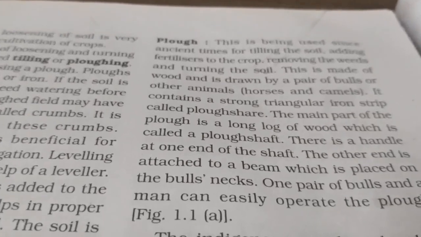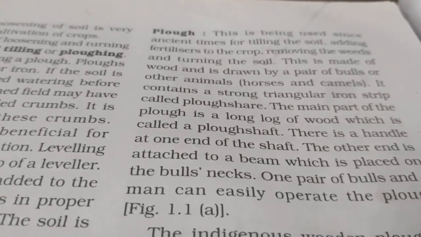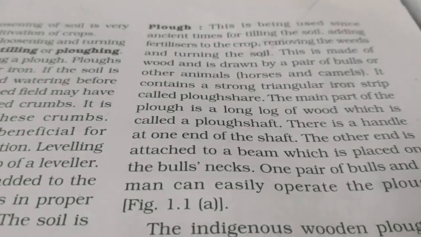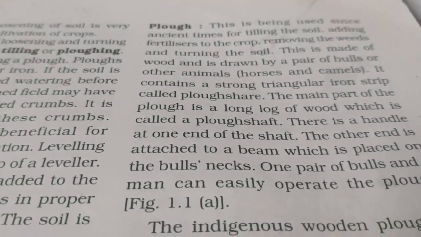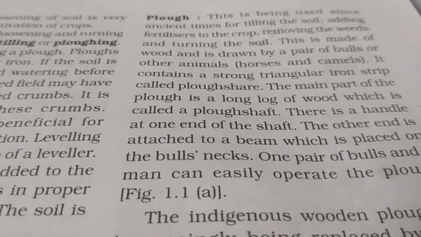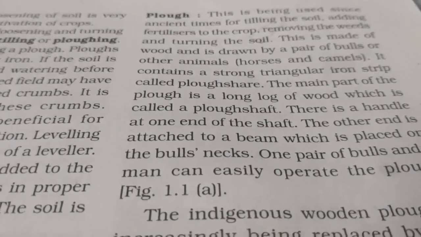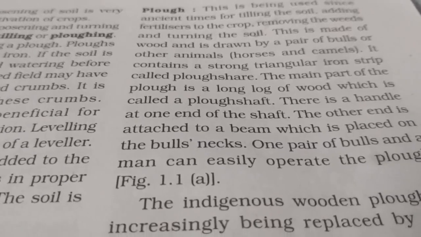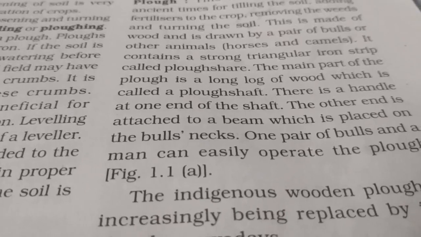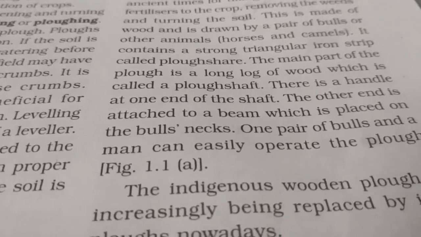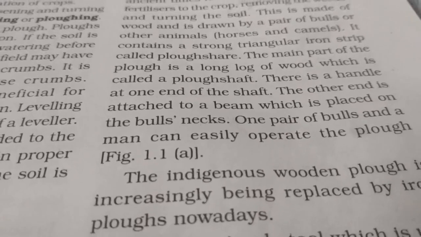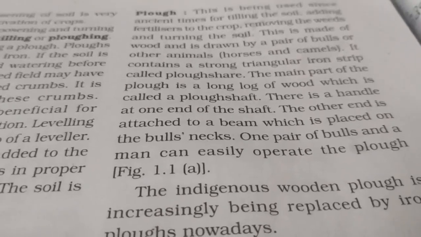This is made of wood and is drawn by a pair of bulls or other animals like horses. It contains a strong triangular iron strip called plowshare. The main part of the plow is a long log of wood which is called plow shaft. There is a handle at one end of the shaft. The other end is attached to a beam which is placed on the bull's neck. One pair of bulls and a man can easily operate the plow. So this is about plow.